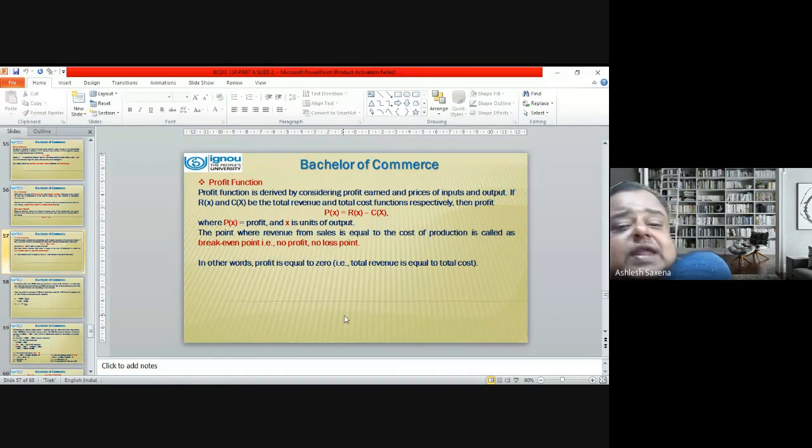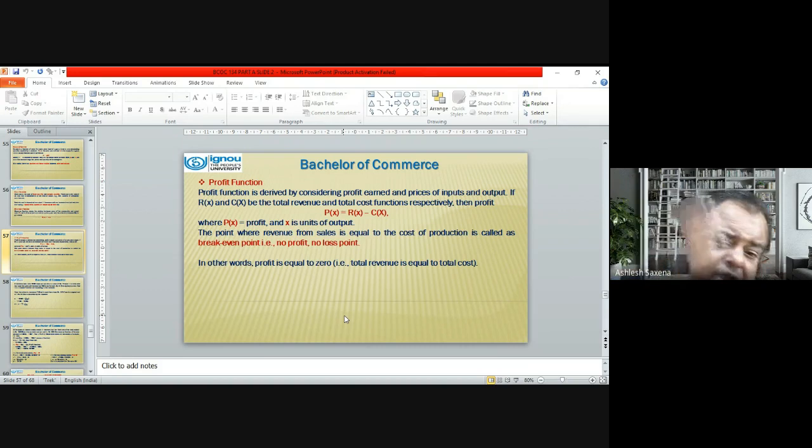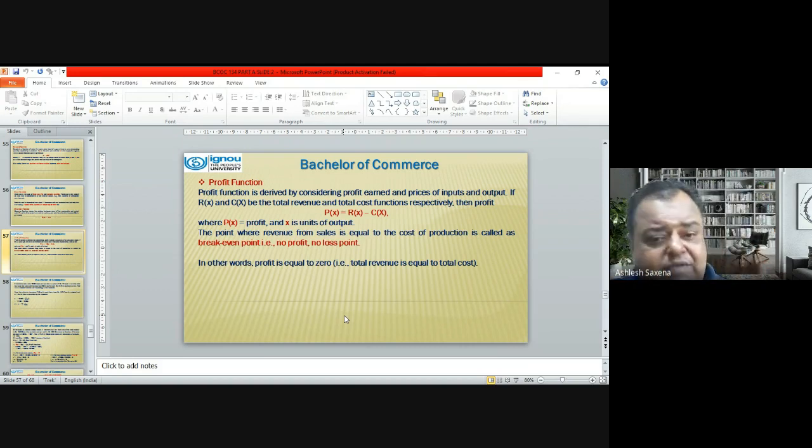You have to be very clear. A point where revenue from the sales is equal to the cost of production, that point is known as the break-even point. Or in other words, we can say that at that point we don't have any profit and we don't have any loss. Or we can say that profit is zero. That means total revenue is equal to total cost.